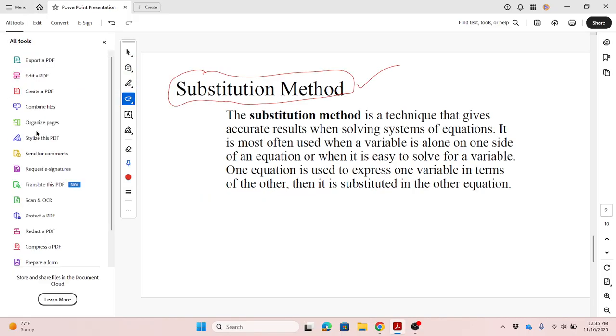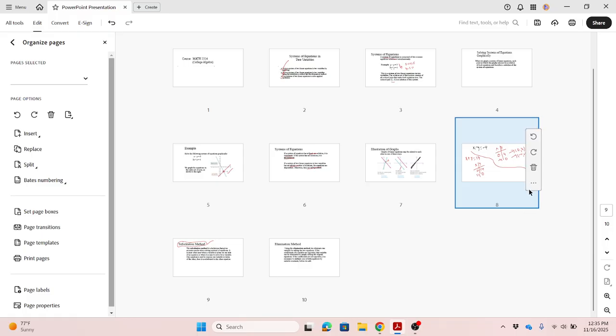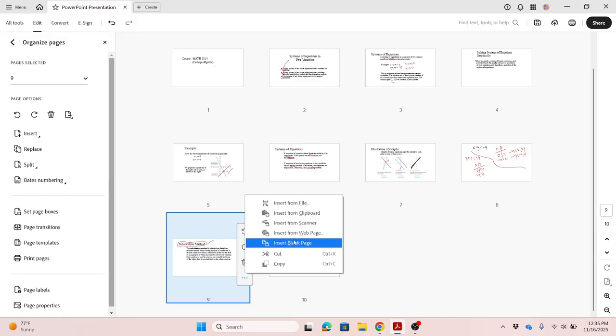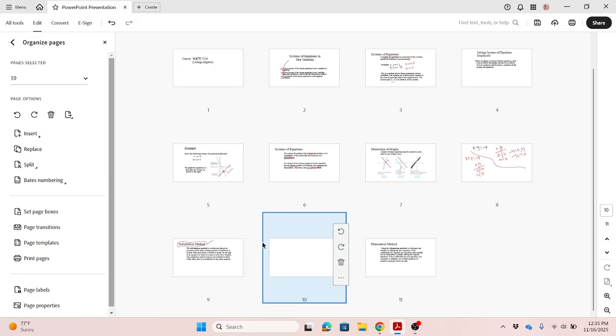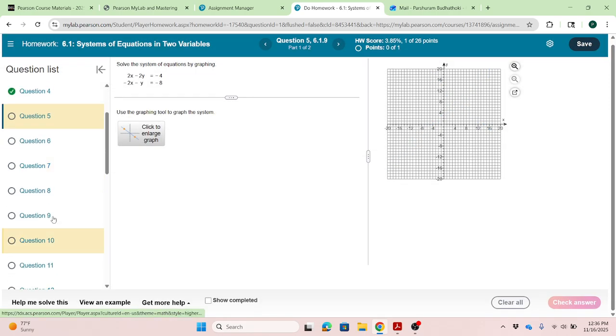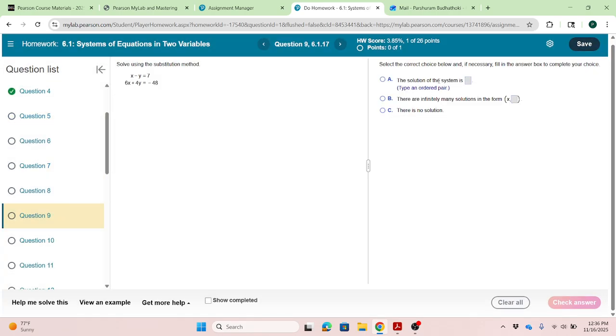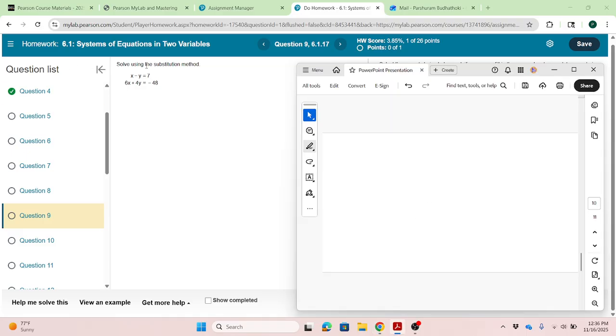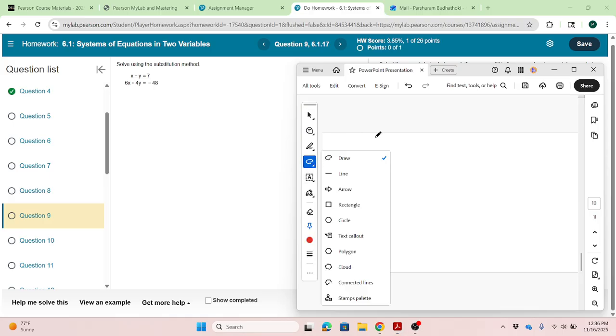So what do we do? Based on the two equations, we take one of the equations. Let me just insert one blank page here. Let me use this one. Solve this system of equations using the substitution method. I'm going to pick the equation which makes it easy to put one variable on one side. So I'm going to pick the first one.